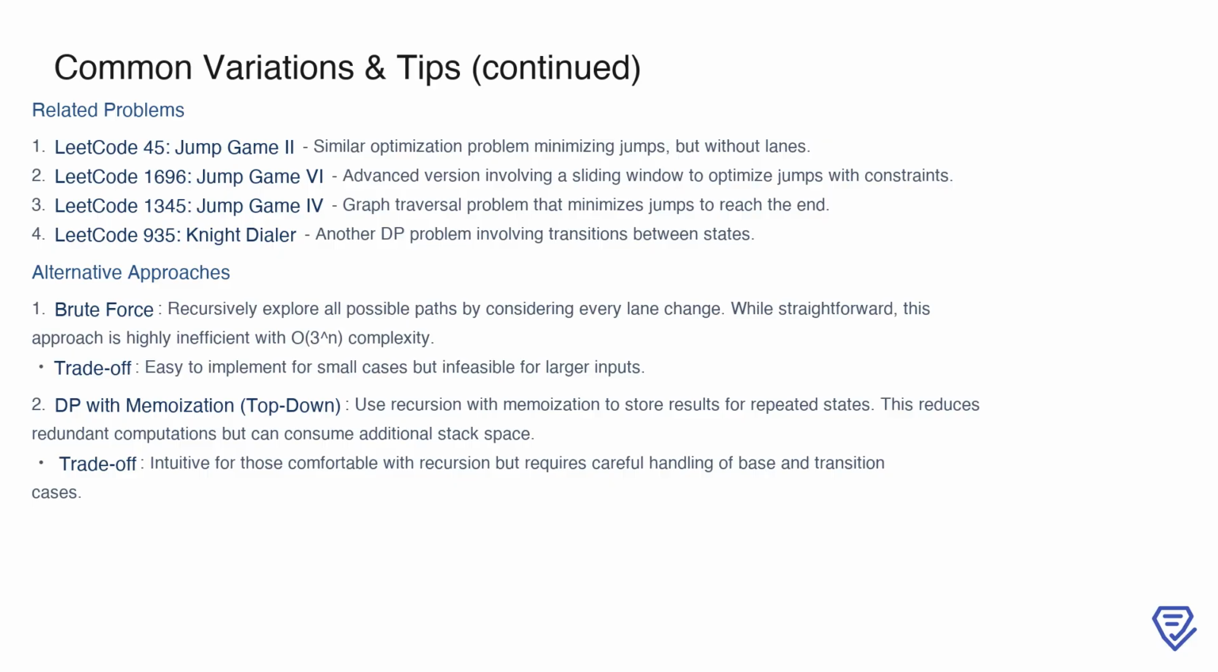When considering alternative approaches, brute force is the most straightforward. You can recursively explore all paths by evaluating every possible lane change. However, this method is highly inefficient, with exponential time complexity, making it impractical for larger inputs. A more refined approach is dynamic programming with memoization, where recursion is combined with cached results to avoid redundant calculations. This is intuitive for those comfortable with recursion but requires careful handling of transitions and base cases.